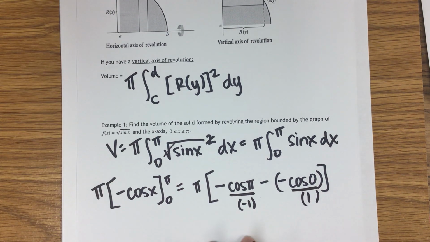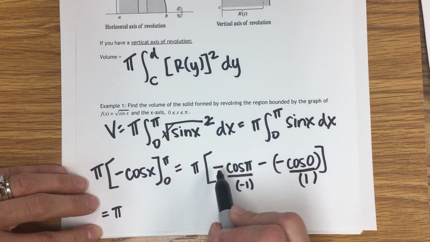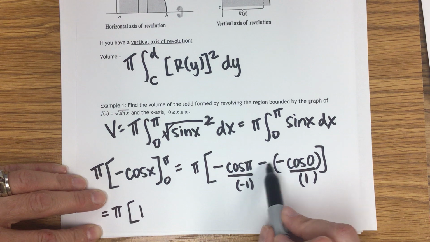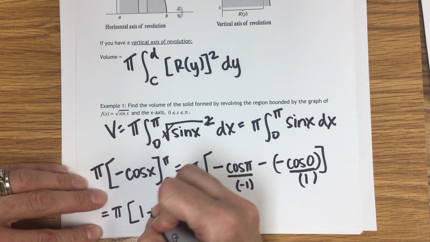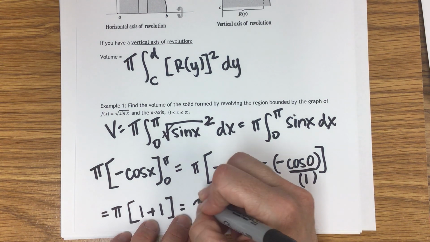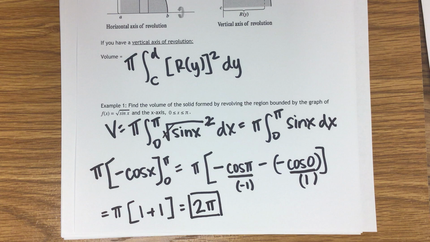So we'll simplify here. I've got my pi, then I've got my -1, so 1, minus a -1, so that would be plus 1. So it looks like I'm going to end up with 2, and then pi. And that would be my volume.